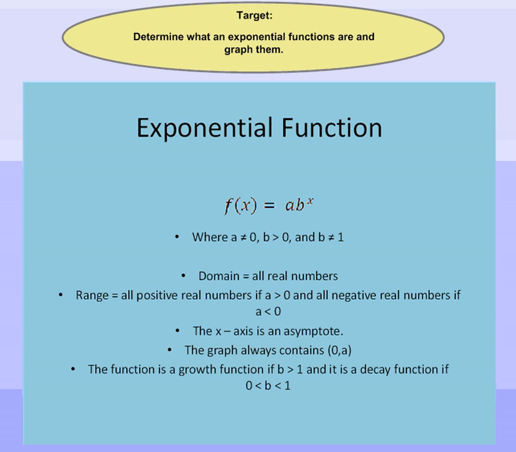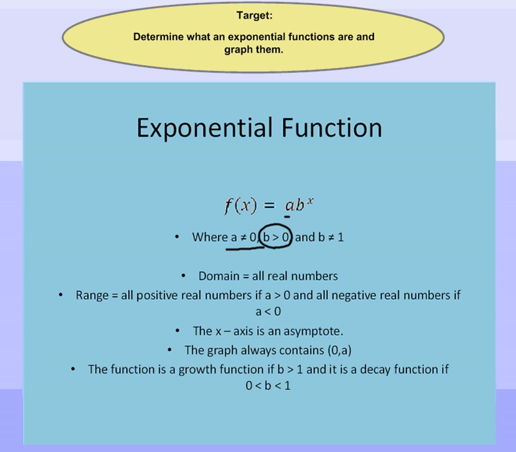Okay, a couple conditions need to apply. The first condition is a cannot equal 0. If the a value in this function was equal to 0, then it would just be f of x equals 0 and be a horizontal line on the x-axis. The b value needs to be greater than 0, needs to be positive, and b is not going to equal 1, because if it was 1, then that 1 to whatever power would always be 1.